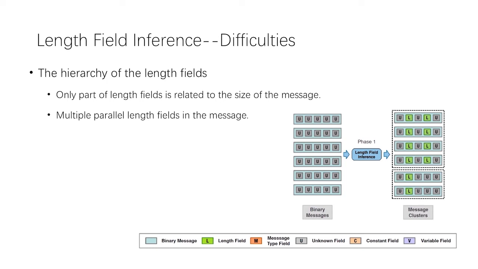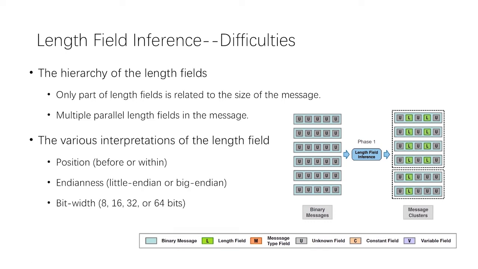There are two main difficulties in seeking the length fields. The first difficulty is to deal with the hierarchy of the length fields. From a vertical perspective, only the length fields at the top level can be directly related to the size of the message, while other length fields are only related to the size of the relevant payload. From a horizontal perspective, there could be multiple parallel length fields in the message, which weakens the correlation between the value of length fields and the size of the message.